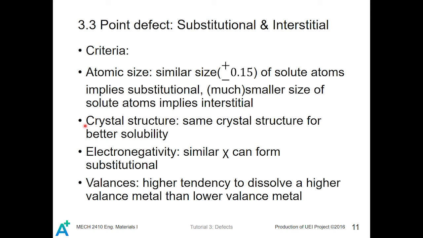Crystal structure: the same crystal structure will give better solubility of the atoms. Electronegativity: for similar electronegativity, they will form substitutional impurities. Valence: there is a higher tendency to dissolve a higher valence metal than a lower valence metal in terms of those impurities.